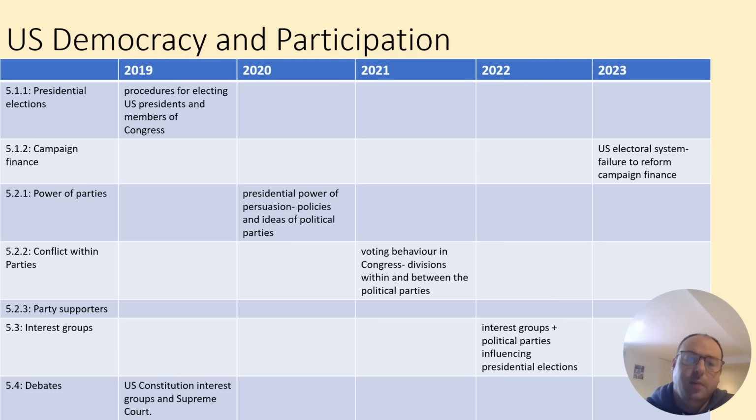In 2020, we've got the question on presidential power of persuasion, and that being more important than the policies and ideas of the political parties. So obviously, the policies and ideas of the political parties is part of that, and that's in 5.2.1. So then we've got voting behaviour in Congress, the divisions between and within the political parties, which filters into 5.2.2 as well as a bit of 5.2.1.